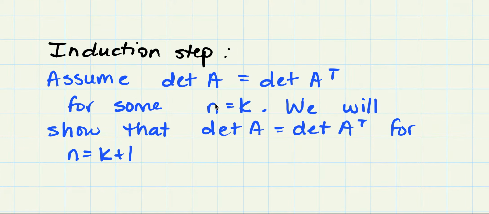So if A was a 2 by 2 matrix, we're assuming it's true for the 2 by 2 matrix, which we've already shown it's true, and now we're going to show it for the next one up, so a 3 by 3 matrix. If A is a 10 by 10 matrix, we're assuming it's true for the 10 by 10 matrix, and we're going to show it is true for the 11 by 11 matrix. That way you're making a step. Since we've already shown it was true for the 2 by 2 case, then we're showing it's true for the 3 by 3 case. And then we can show it's true for the 4 by 4 case, and so on.